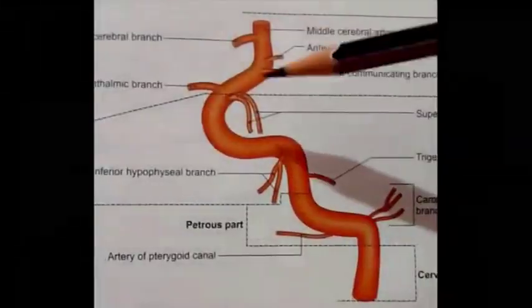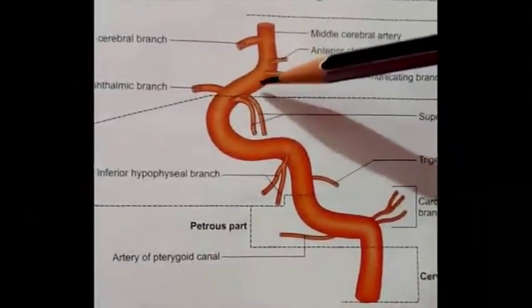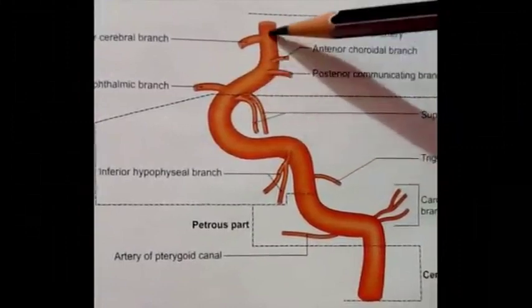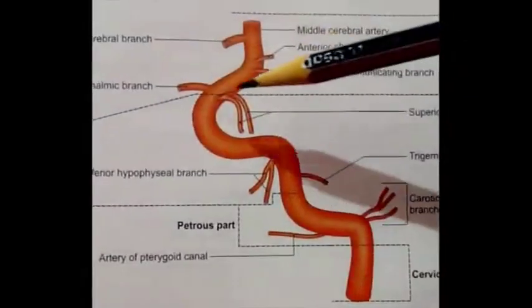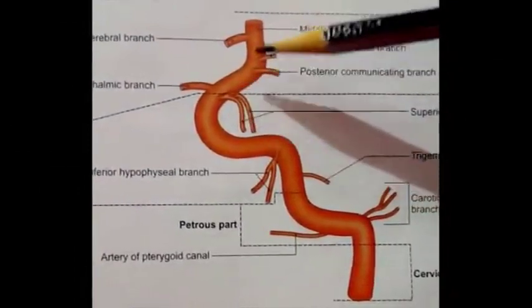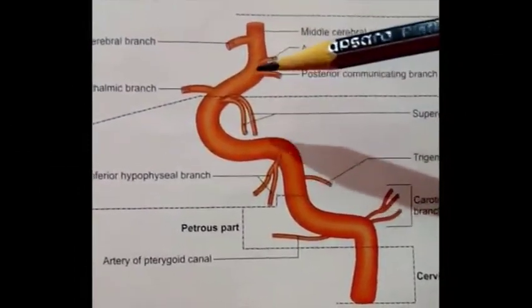The last part of the artery is the cerebral part, which lies on the inferior surface of the brain after emerging from the cavernous sinus. This part gives various branches which form the circle of Willis for the supply of the brain.